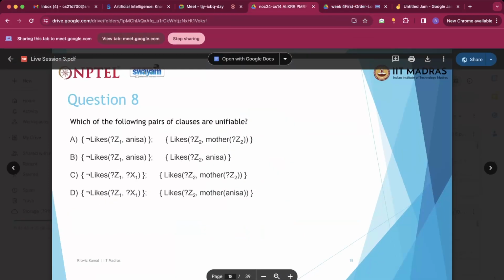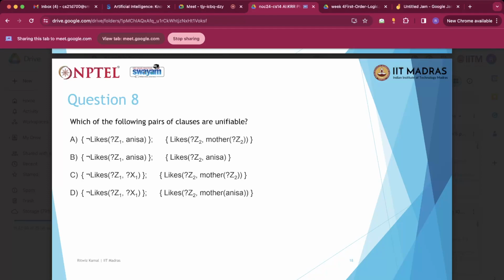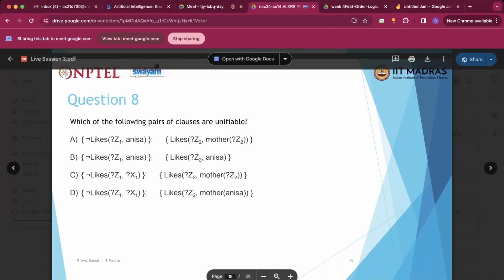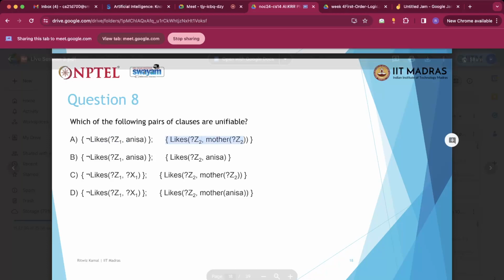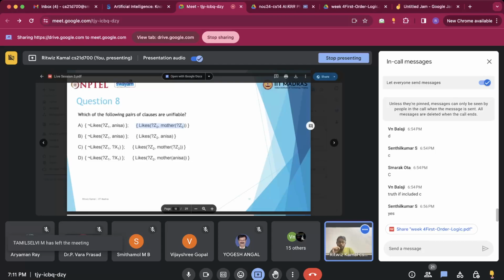Now coming back to the question or the options that we had. The first option we have is not likes ?Z1 Anisa. Can we unify this with this? Based on the rules of unification that we just saw, what do you think? Just this first option, option A over here.